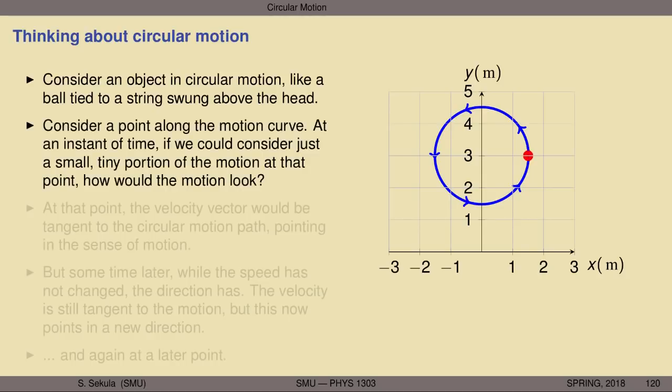Now, let's consider a single point along the motion curve. For instance, this might be the ball that's moving in the circular path. Okay, the ball is effectively only at one place. We can think of it as a point. And the ball's location in space, that point, is constantly changing as it moves around the circle. So we could freeze the ball at some instant of time and just consider a very tiny slice of time after that, and consider the motion of the ball along the circular path in that tiny slice.